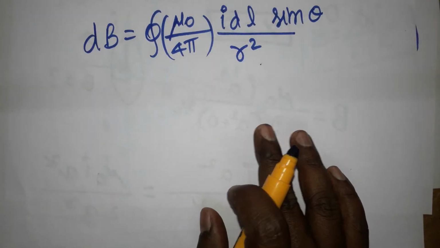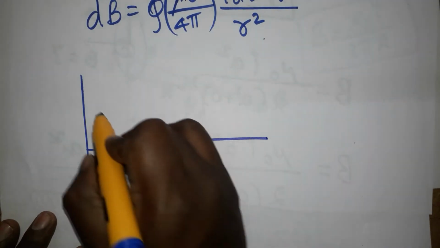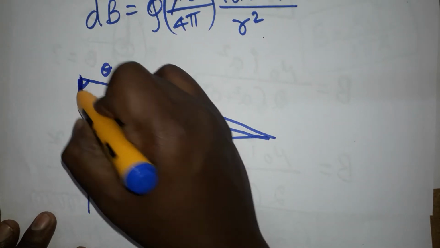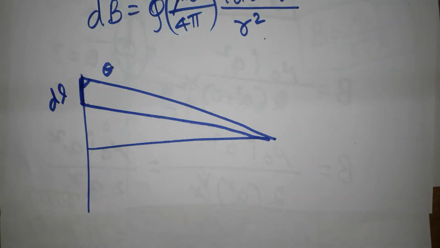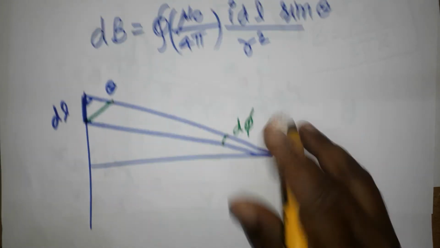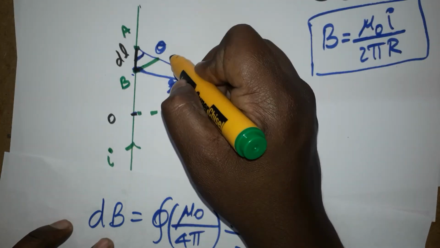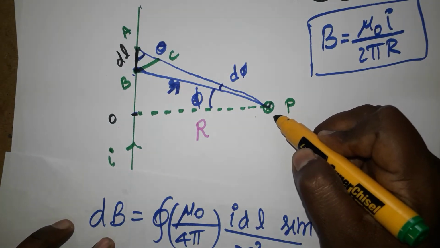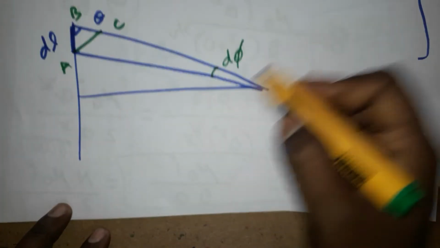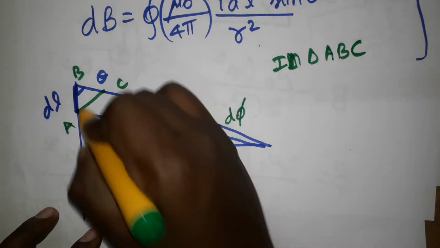Now we have this kind of diagram. This I am taking as theta, this length as dl, and this length as d phi. Here I have a perpendicular line at this point. A, B, C we will take, and this is the point P. First we will take triangle A, B, C.